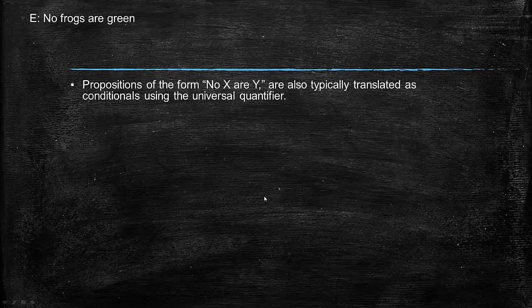Now, E-type propositions, rather than saying all frogs are green, say no frogs are green. And again, we translate this typically using a universal quantifier and a conditional, but we introduce a negation. So no frogs are green is represented as for all X, if X is a frog, then it's not green. Now, just as before, the order matters. So this is not saying no green things are frogs. It's saying no frogs are green. For all X, if it's a frog, then it's not green.